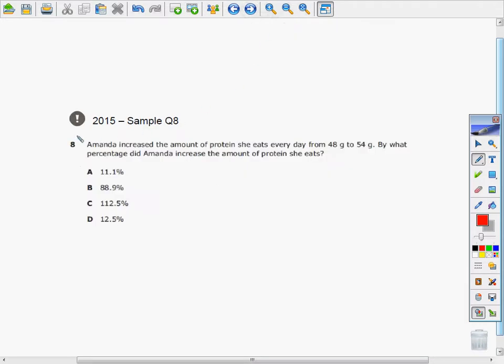Next one. Amanda increased the amount of protein she eats every day from 48 to 54. So original amount, same as the previous one. Original amount was 48. The new amount is 54. So basically we have to take the difference and see how much percent change. This time it's going to be an increase. So that's why the formula keeps the absolute value sign, because we don't show the percent as negative.